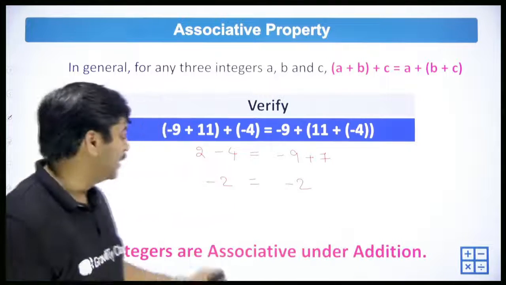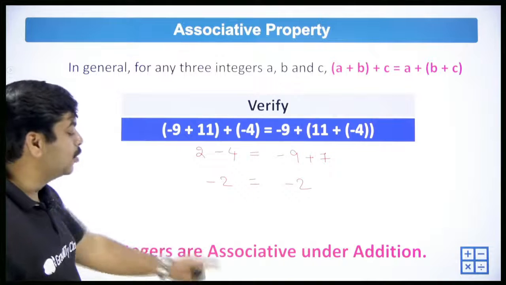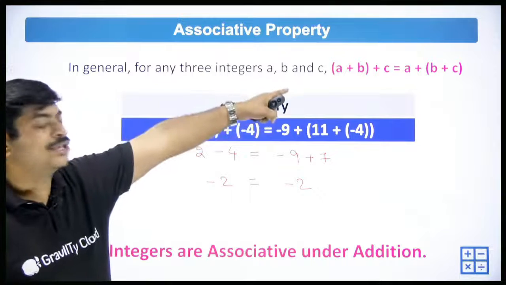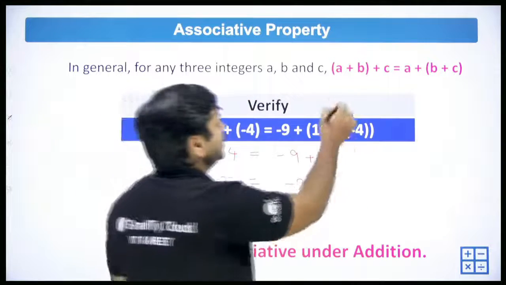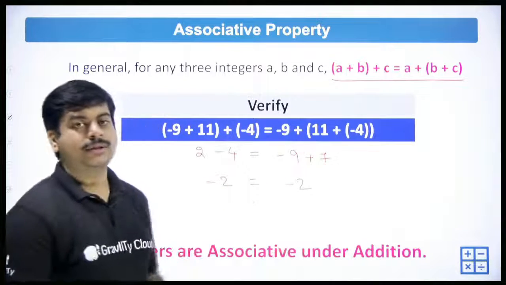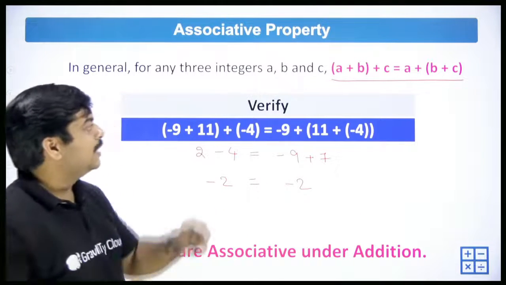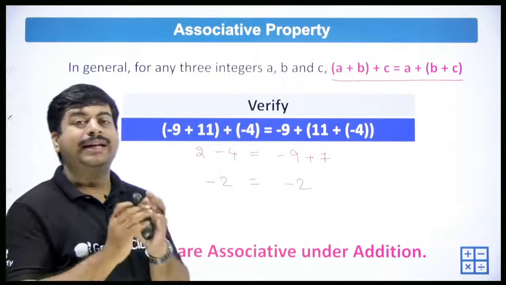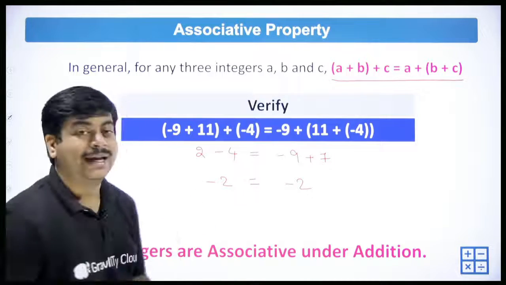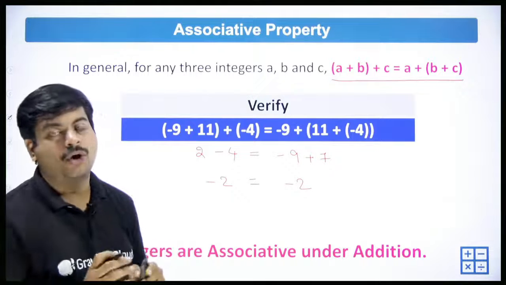Finally we can say that integers are associative under addition. Associative means that relation is valid: A plus B plus C is equal to A plus B plus C. Okay, so let us discuss the same property with negative, that means with minus, subtraction, and see if the associative property is valid or not.